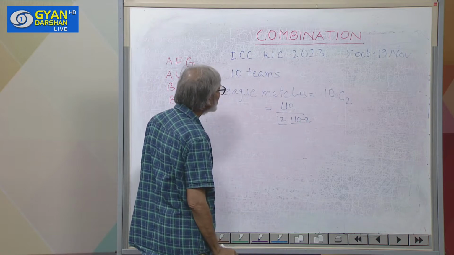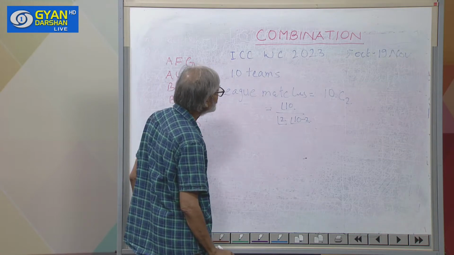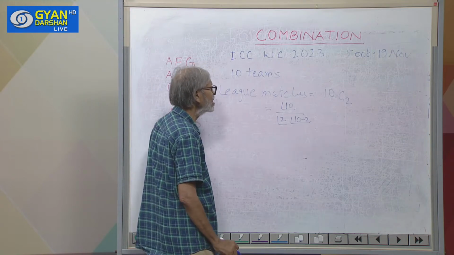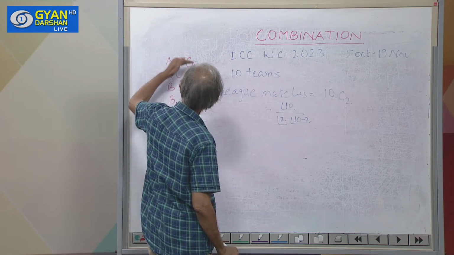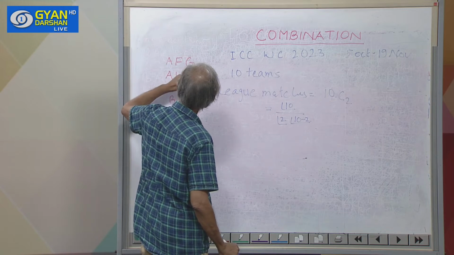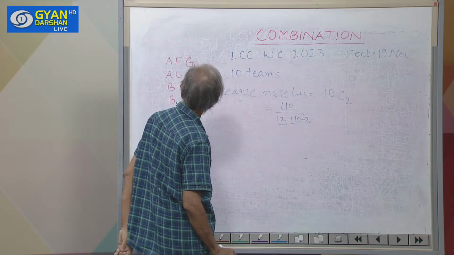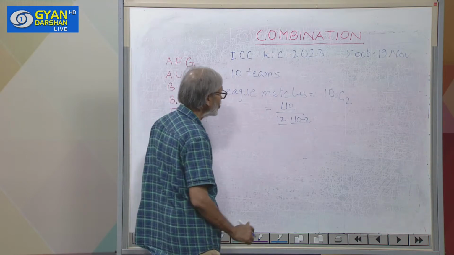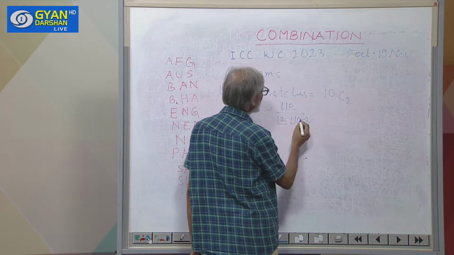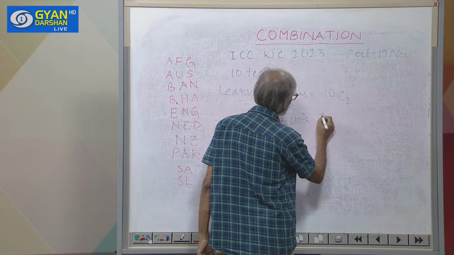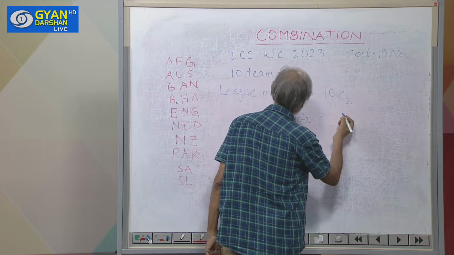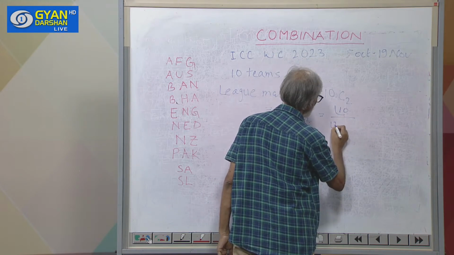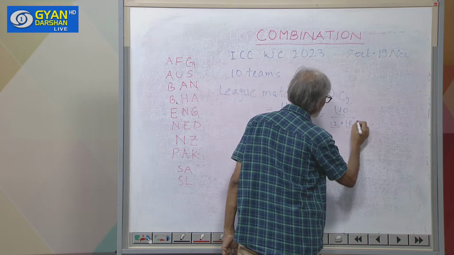Here you see that order is not important. Suppose Australia and Afghanistan are 2 teams to be selected. So, you take Afghanistan first and Australia second, or Australia first and Afghanistan second. These 2 teams have to play the match. So, here combination is important, their order is not important. So, how many matches will be there? It will be equal to factorial 10 divided by factorial 2 into factorial 8.